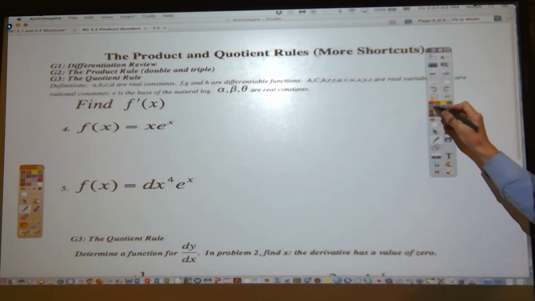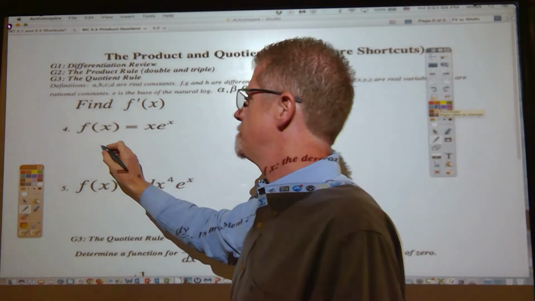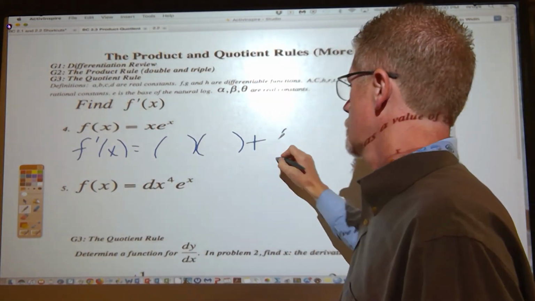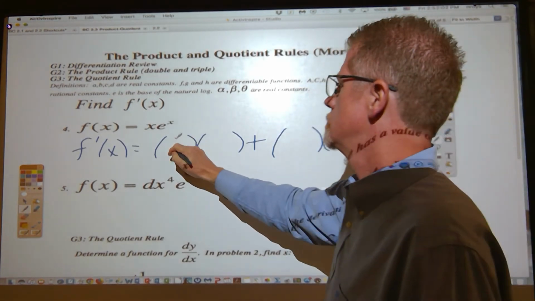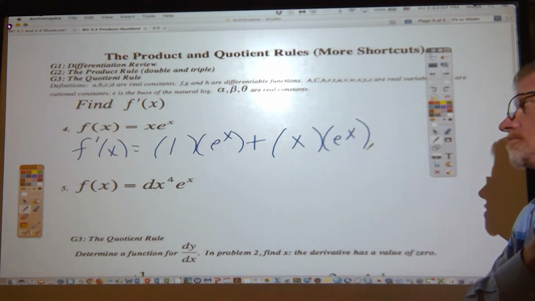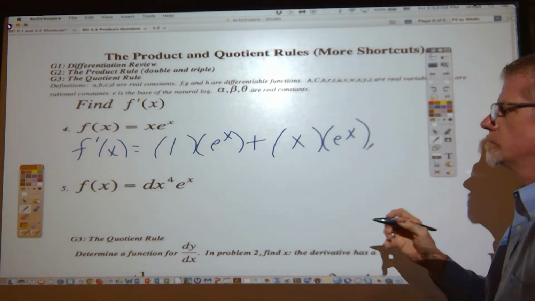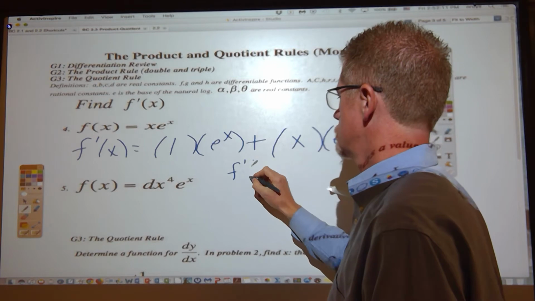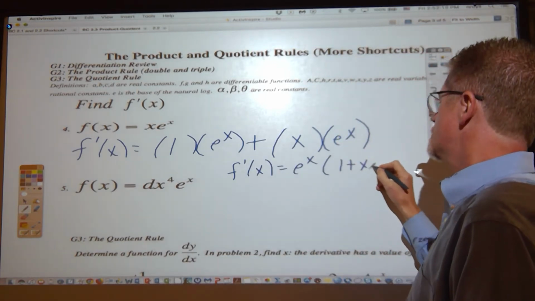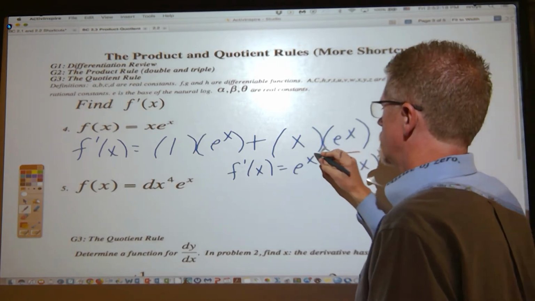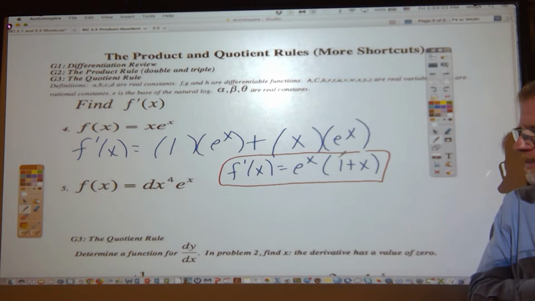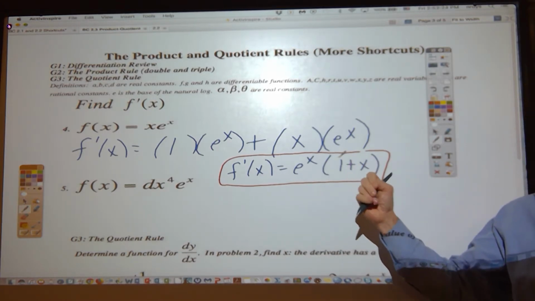Please find f prime of x. Now, if this had been multiple choice, then it could be expressed in factored form. They might factor out an e to the x. So you get e to the x times 1 plus x.